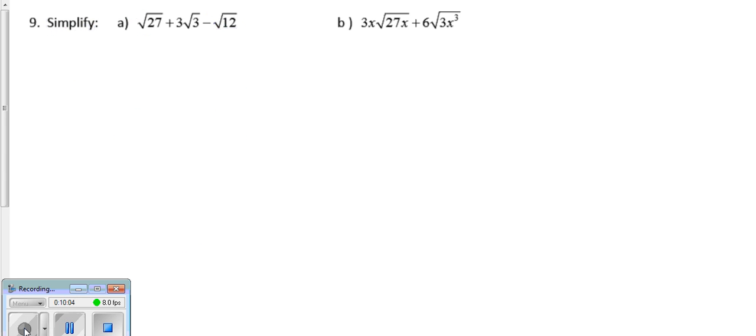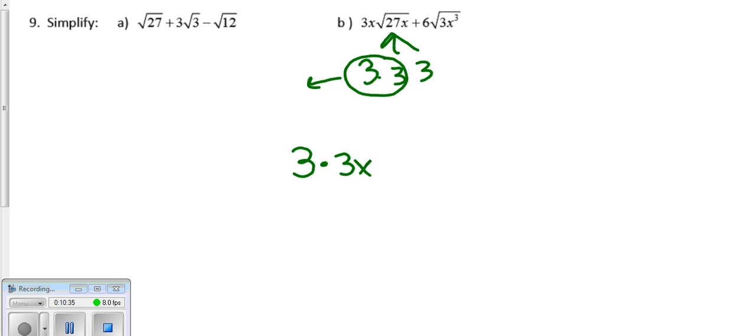Alright, now we're going to do B, so we still need to simplify. Now we have variables, but we still use the same rules that apply for simplifying any other radicals. Okay, so 27, we can find the prime factorization, 3 times 3 times 3. We already did that with the previous problem, so that was an easy one for us. Okay, we have 3 times 3, that's going to come outside of the radical because we need a group of 3.